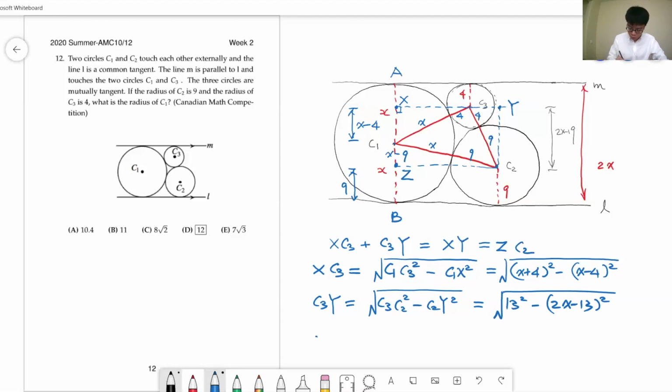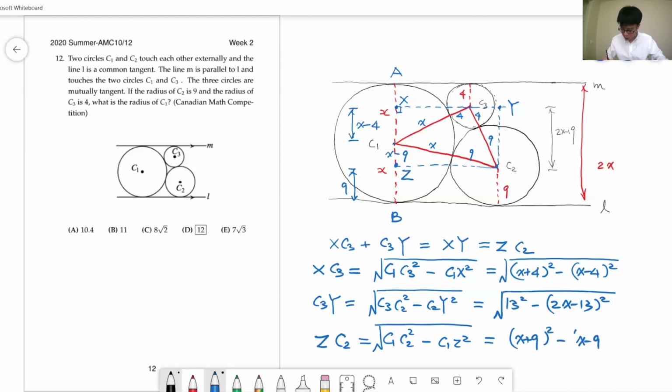Now let's come to ZC2. We consider another right triangle. This corresponds to C1C2 squared minus C1Z squared. Okay? So this is (x plus 9) squared minus (x minus 9) squared.